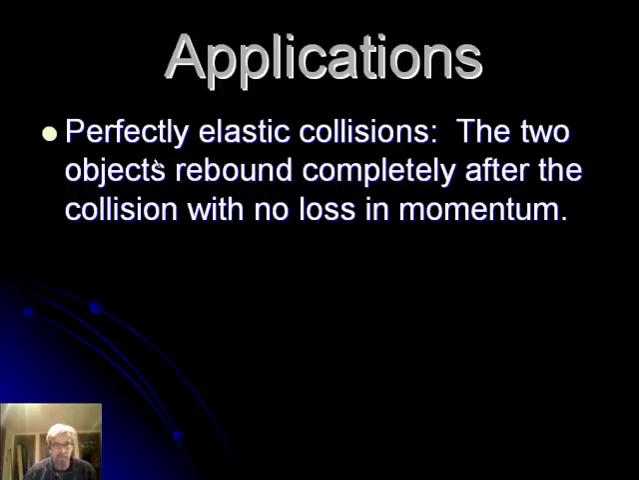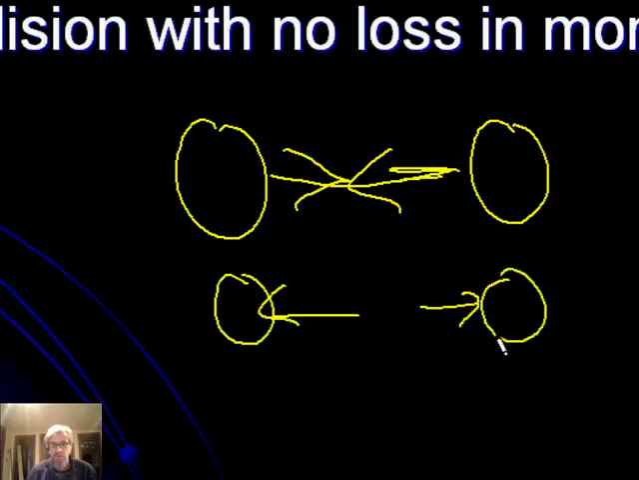Another application that involves momentum is something that we call a perfectly elastic collision. In a perfectly elastic collision, instead of sticking together, the two objects rebound completely and there's no momentum lost at all. So this object and this object collide with one another. They're moving toward one another initially. There's a collision. Afterwards, they're moving away from each other, but nothing has slowed down. No mass is lost. The total amount of momentum is still the same.